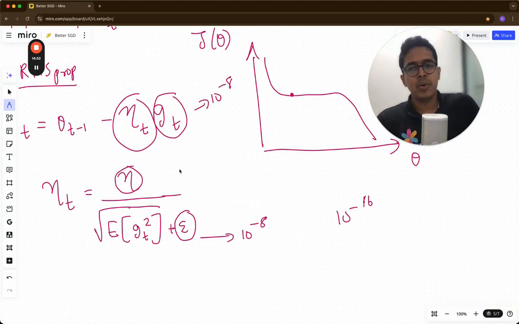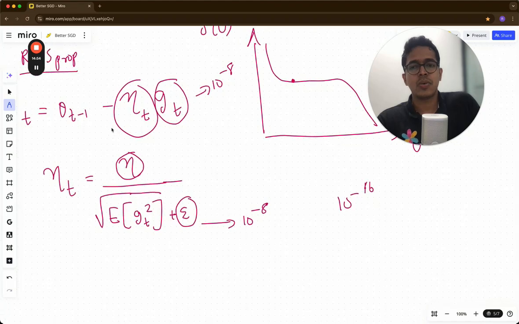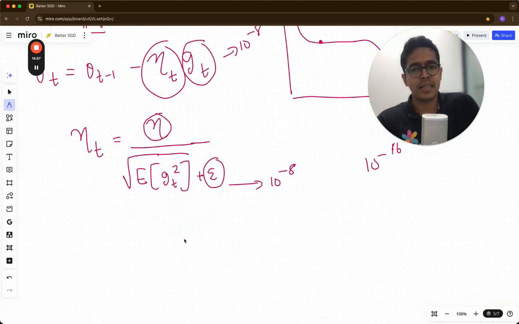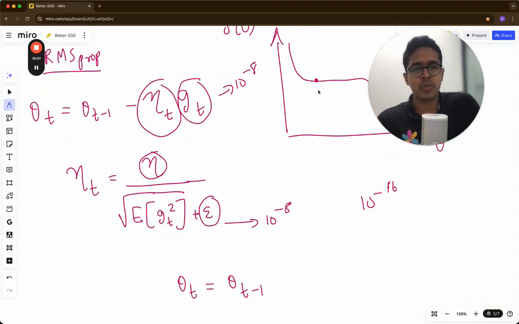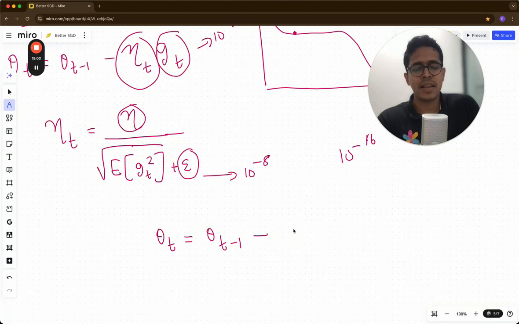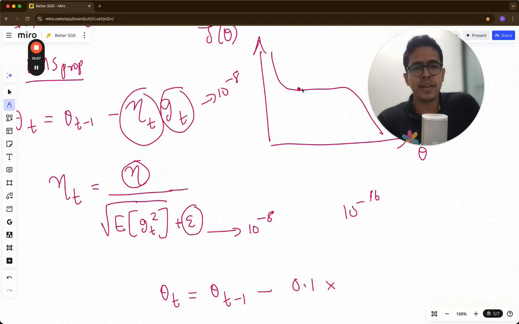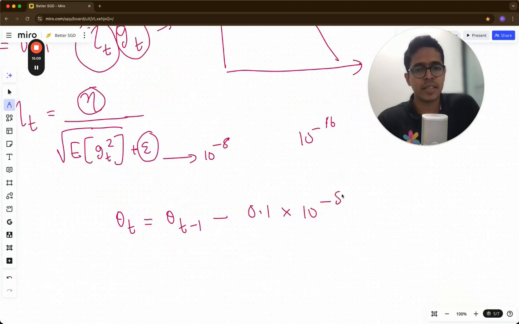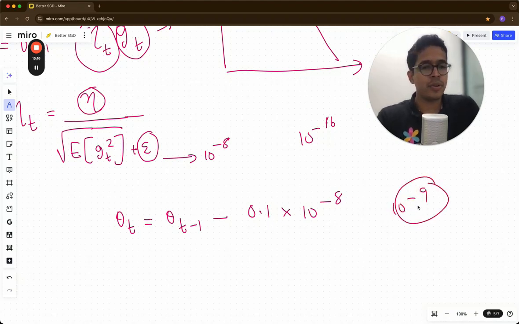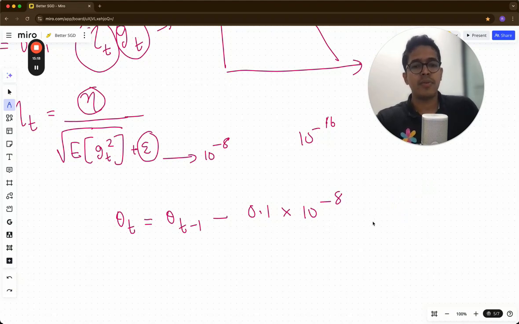But then what you do is effective eta. So what happens in vanilla gradient descent is theta at time t equals theta at time t minus 1, which is whatever the initial theta is, minus, let's say the learning rate is 0.1 times the gradient. The gradient is very, very small here, let's say 10 to the power of minus 8. You are effectively not changing theta. You are changing theta by 10 raised to minus 9. You will wait until the end of the universe to get a meaningful change in theta.